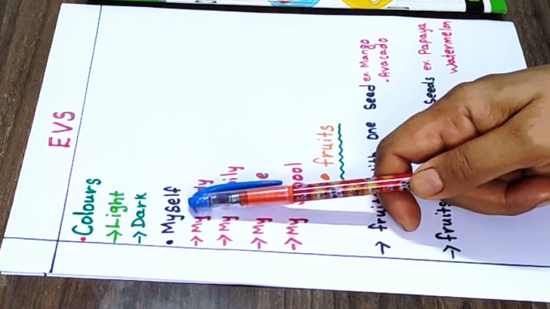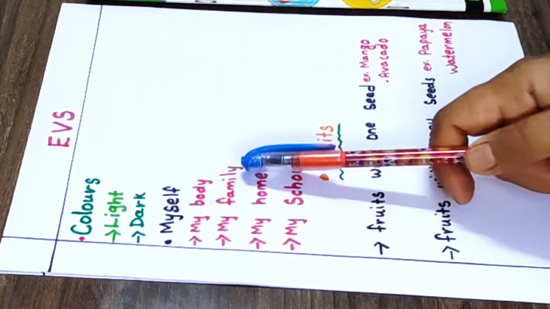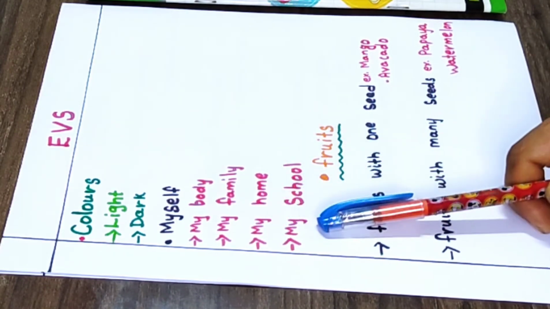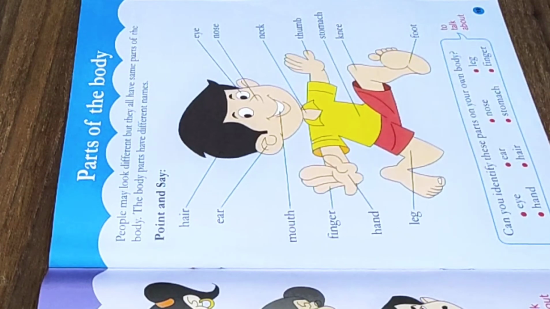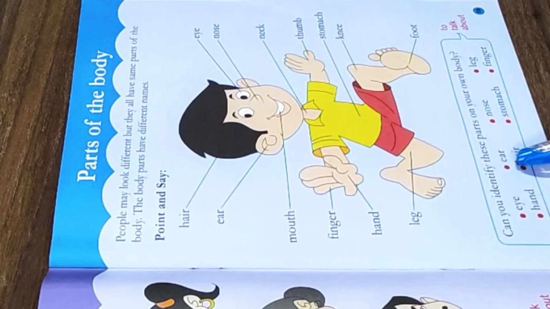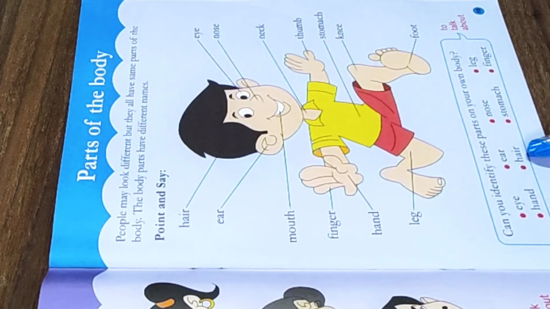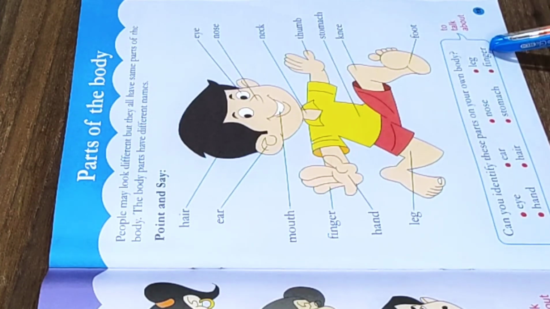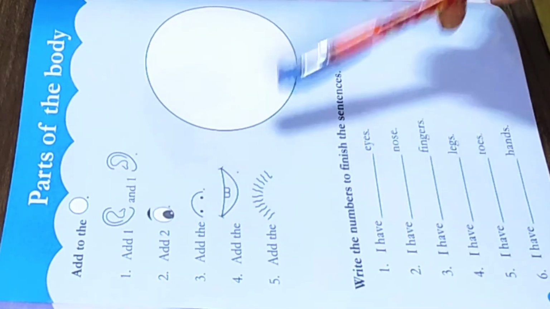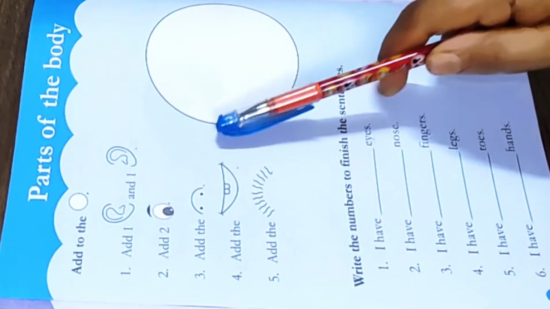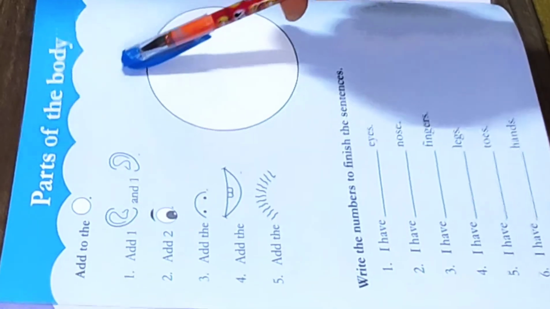Then comes the concept of myself. In myself, the child should know my body, my family, my home, my school. In my body, the child should know different parts of the body like eye, ear, nose, leg, hand, hair, stomach and finger. You can use this kind of worksheet where the child needs to draw eyes, ears, nose, mouth, hair.